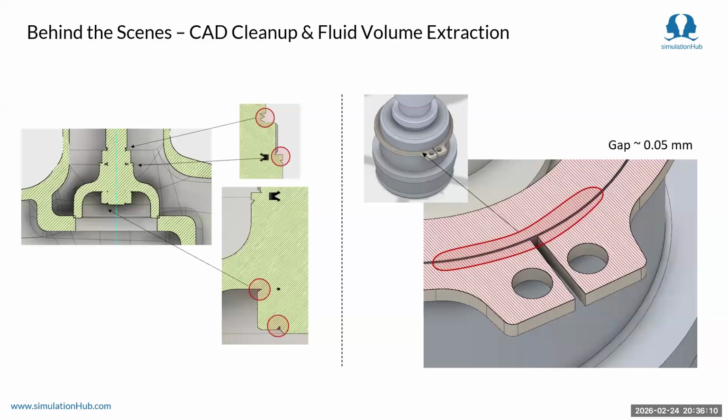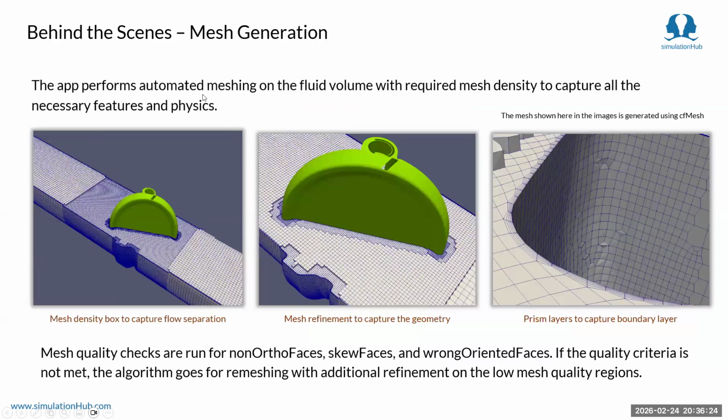And then what happens in the CAD cleanup? It has its own tolerance. The algorithm decides which gaps to close and which gaps to keep. So it automatically closes these kinds of unwanted gaps, and then it does the mesh generation, a very refined mesh. So refinement is also intelligently chosen.